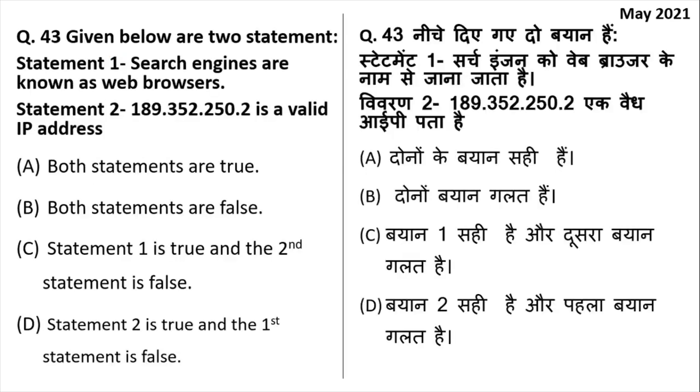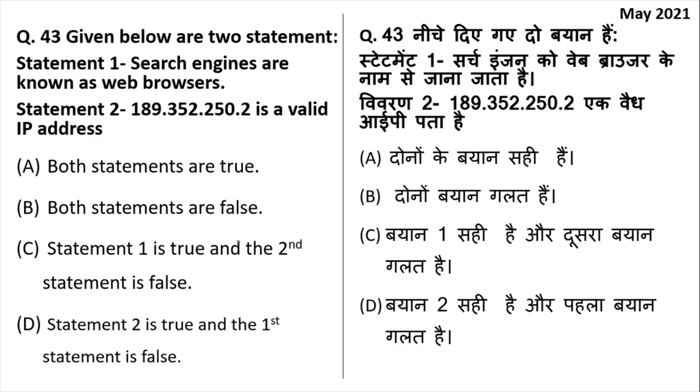Given below are two statements. Search engines are known as web browsers. 189.352.250.2 is a valid IP address. So you have to tell if both statements are true or if one or both are false.